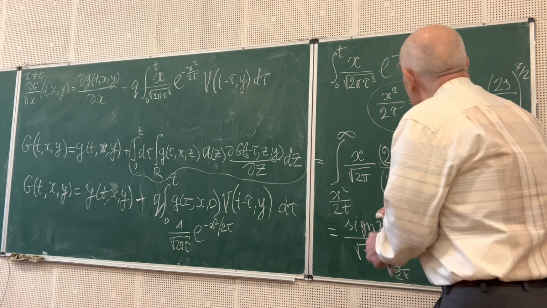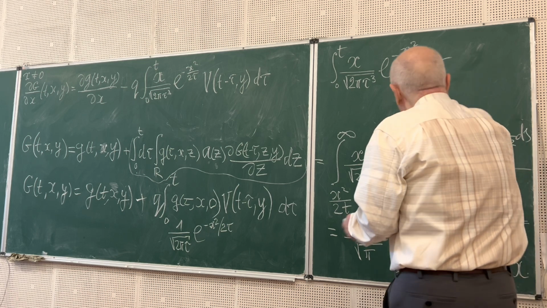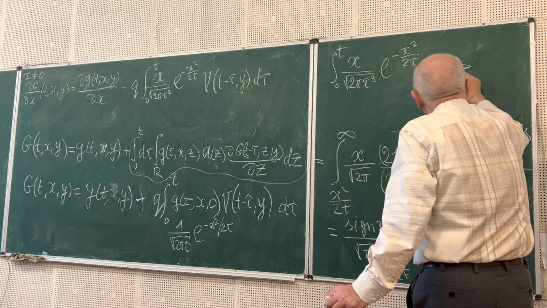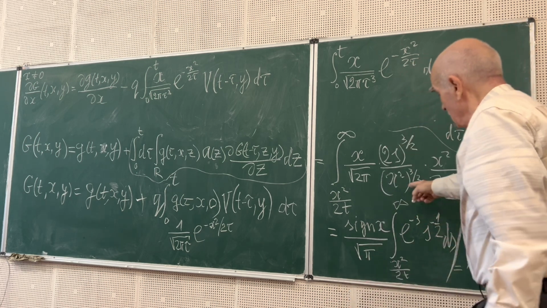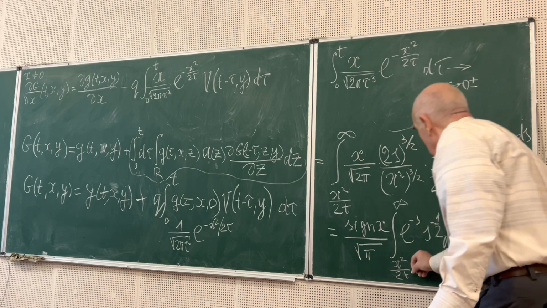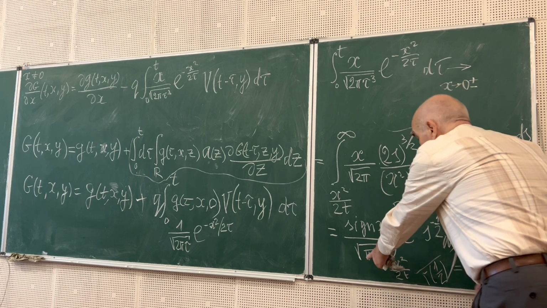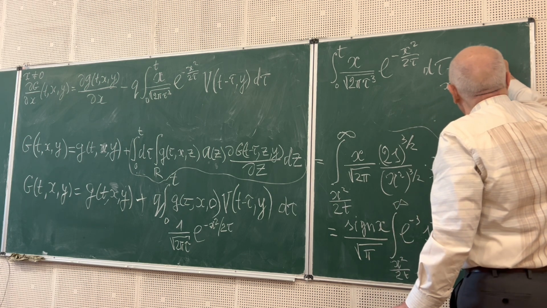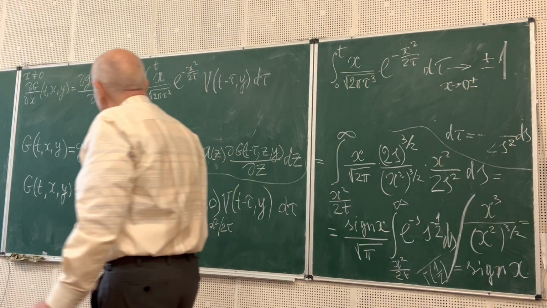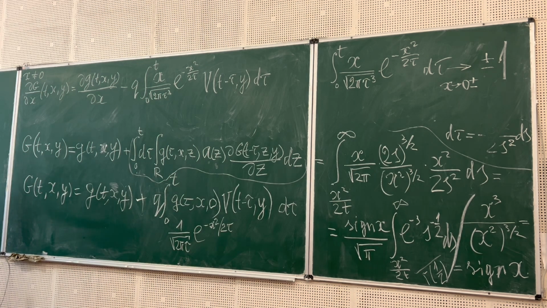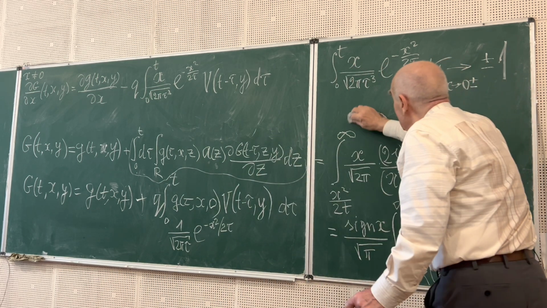And if x goes to 0 plus or minus, here we have in the limit gamma of 1/2. This is exactly square root of pi. We have that this limit is equal to plus or minus 1.